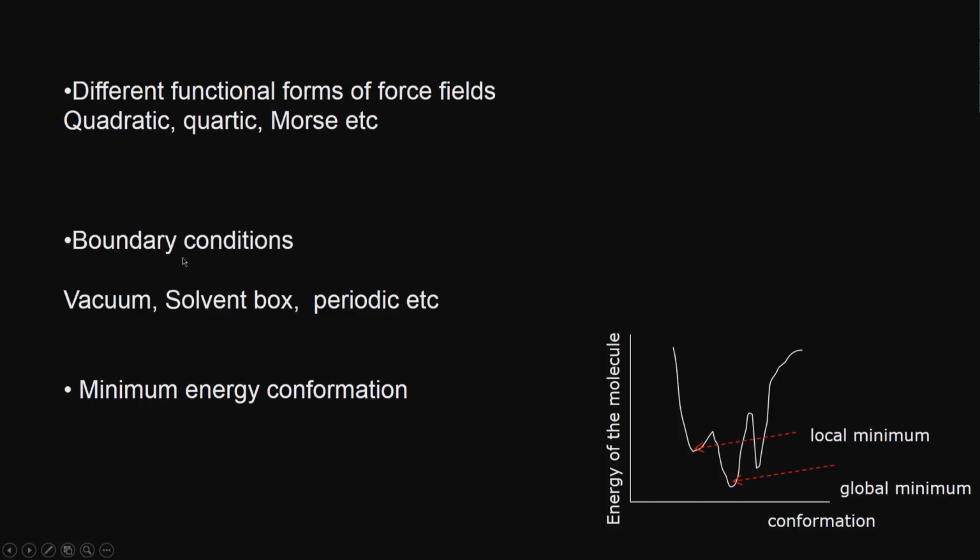Boundary conditions: should I have the molecule in vacuum? That means there is no interaction with solvents or any other molecule of that type. It's more like a gas phase. So if I want to simulate gas phase, this is the best. Then comes solvent box. I put in a lot of solvents around it, so I use explicit solvents, that means I put the molecules of solvent, or implicit solvent, where I can change the dielectric constant.